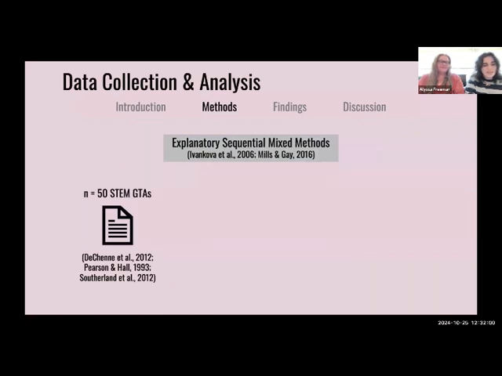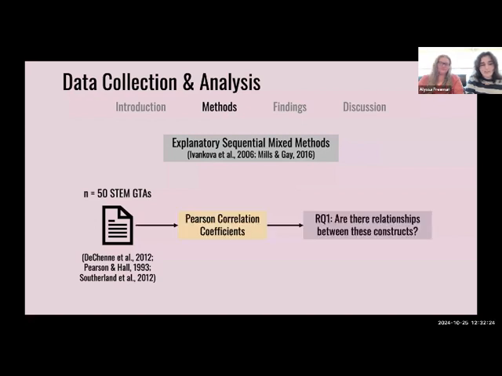We used an explanatory sequential mixed method to collect our data, which includes both quantitative and qualitative data. For our quantitative data, we sent out 50 surveys to STEM GTAs. We used that data to calculate correlation coefficients, which helped answer our first research question: are there relationships between these constructs of autonomy, self-efficacy, and discontentment?